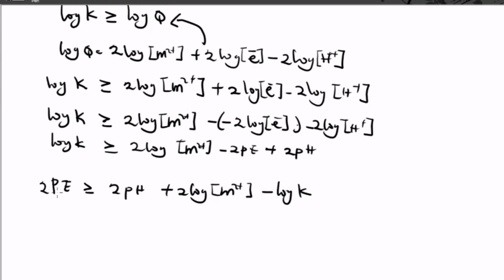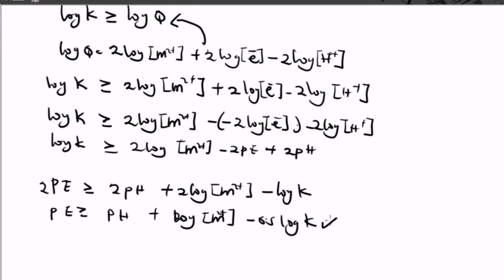Now after getting this, we need to reduce it. When you divide 2 by 2, we are going to have that our pE will be greater than or equal to pH plus log M2+ minus 0.5 log K. So this is the information that we have here. This is what we are going to use to construct our stability diagram. So let's do that correctly.